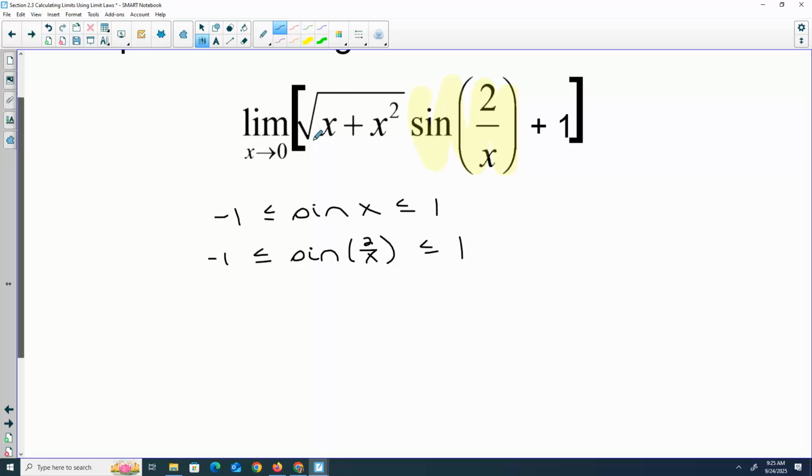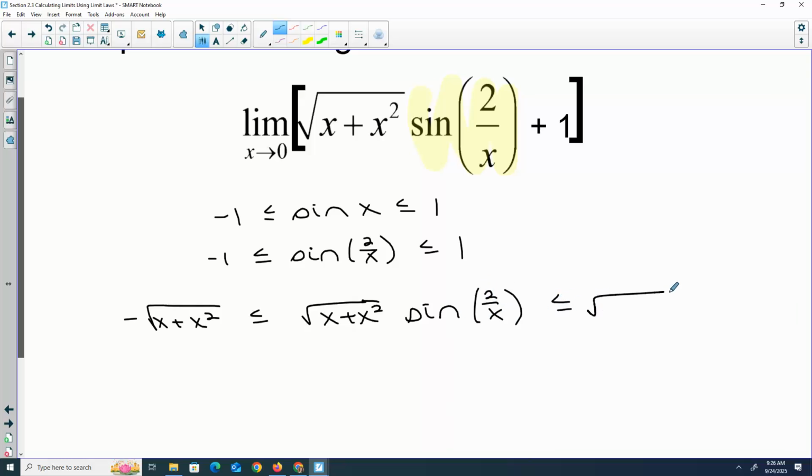Now, why is it legal to multiply by this radical? It has to be positive. If it were a cube root, would I be able to multiply by it? No. But because I know a square root is positive, I can multiply that into everything. So negative 1 times that square root is just my square root. So that's my square root in front of the sine. So now I have all of this.